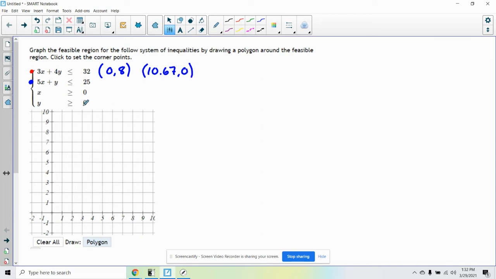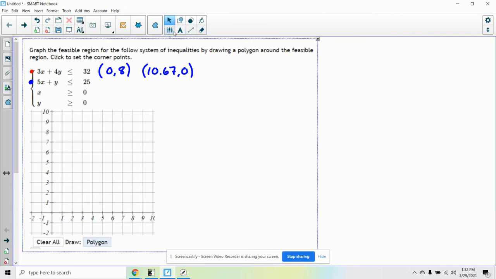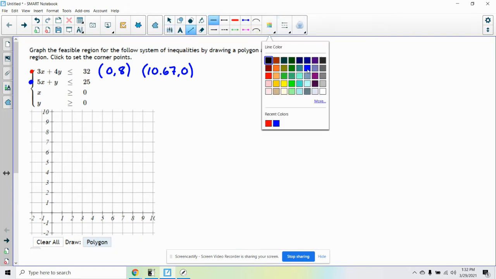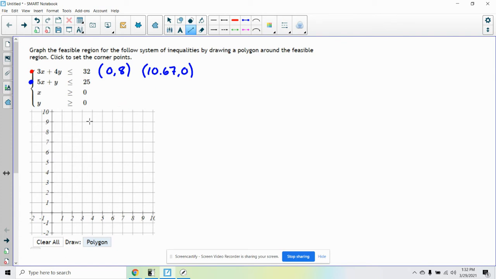So if I graph them, this is not what you're going to actually graph as your answer. I'm just going to graph this so you can see what we're doing. So from 0, 8 to 10.6, comma 0. Right about there. Okay, we'll shade inside that.